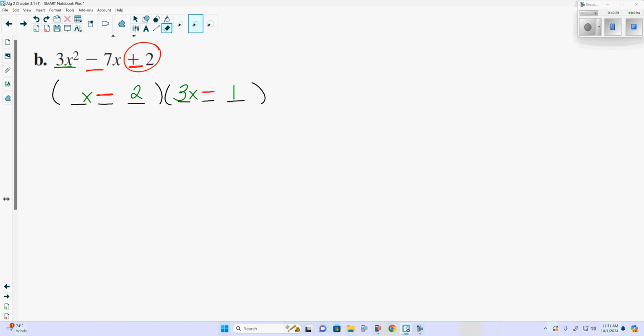2 first, 1 second. And again, the way that we order this really doesn't matter at this point. We need to stick those factors in because our last part is to check. Now again, I'm not checking x times 3x, because x times 3x is 3x squared. That's the factors of 3x squared. So the only ones I really want to check are x and negative 1.